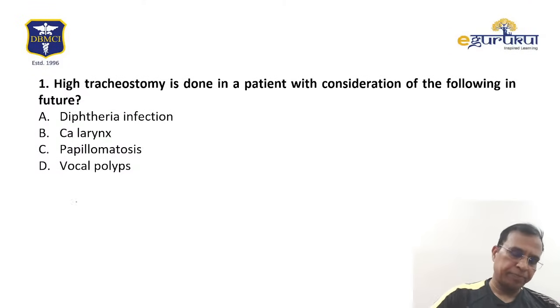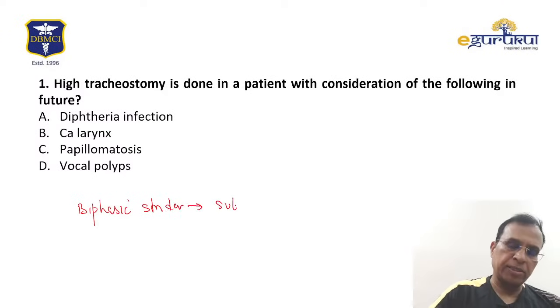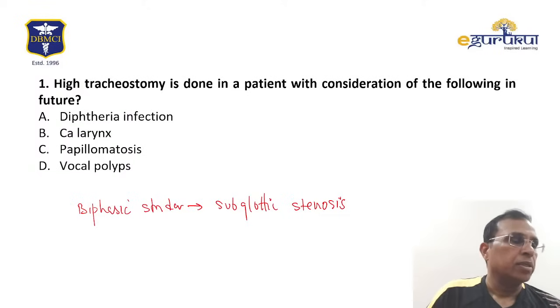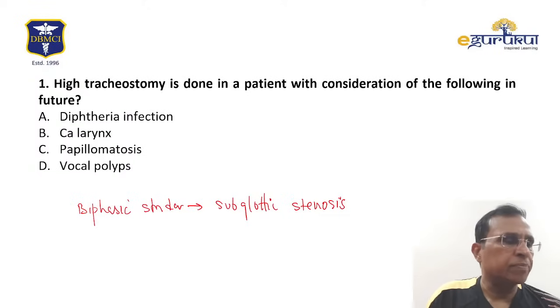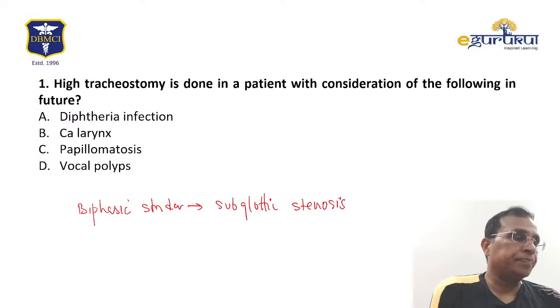Biphasic stridor is seen in subglottic stenosis. So this is for you, Dr. Abhishek. Biphasic stridor is seen in subglottic stenosis. So I can see a lot of B's.